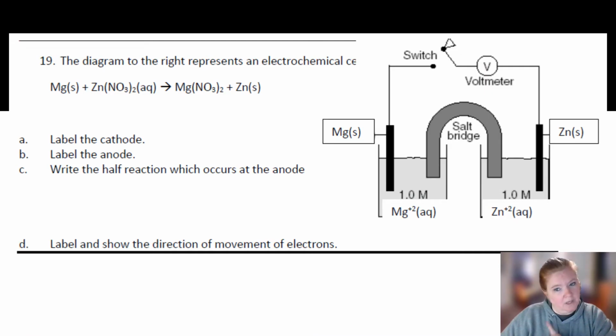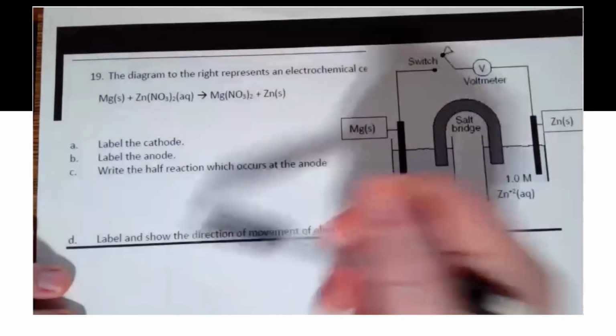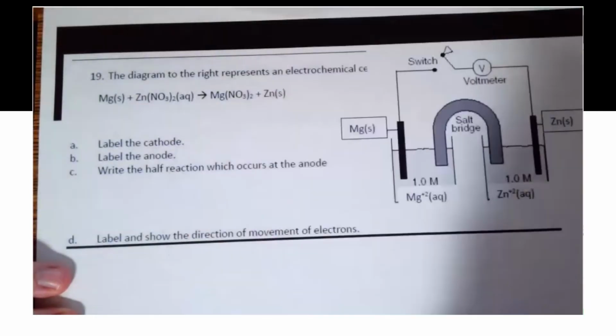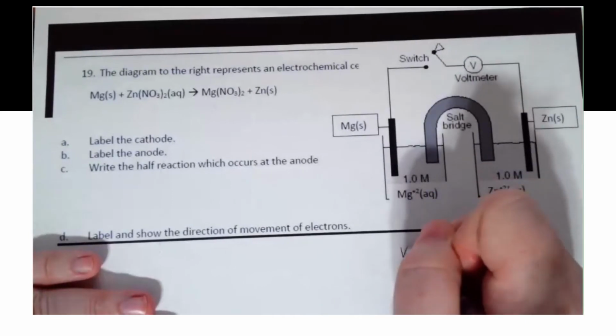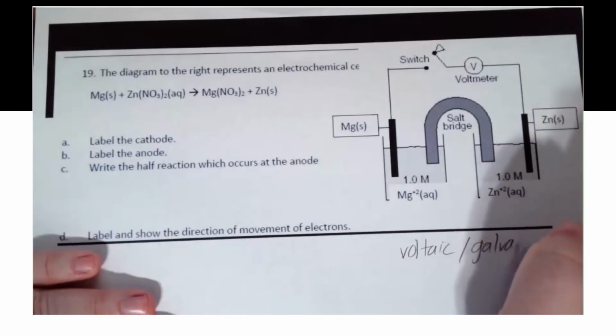Here's the next one, again on paper. All right, so here's another one. I've got some questions, but let's try and label everything I possibly can in the picture before I even get to the questions. Because I see a voltmeter, I know this is voltaic or galvanic, right?